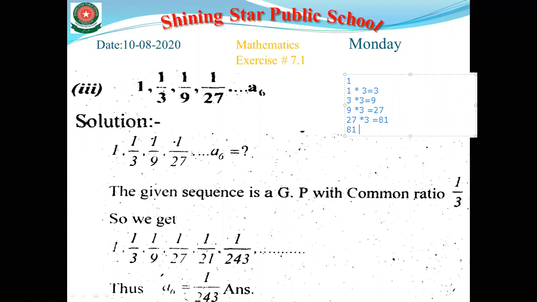Now we multiply 81 with 3. So it becomes 243, which is your sixth term. Now we write 243 in the denominator, and in the numerator we do not add; we write 1, so it remains 1. Very simple.